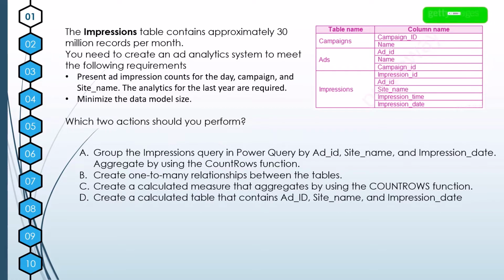A. Group the impressions query in Power Query by ad_id, site_name, and impression_date. Aggregate by using the count rows function. B. Create one-to-many relationships between the tables. C. Create a calculated measure that aggregates by using the count rows function. D. Create a calculated table that contains ad_id, site_name, and impression_date. The two actions are A and B.